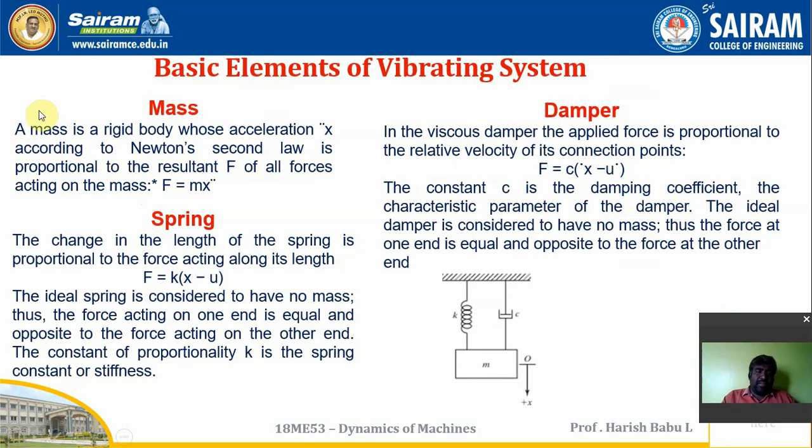So the mass is the rigid body whose acceleration x double dot, according to Newton's law, is proportional to the resultant force of all the forces acting on the mass. So F is equal to m x double dot. The mass is the one which gets the initial excitation, due to which the other two elements will be acting.